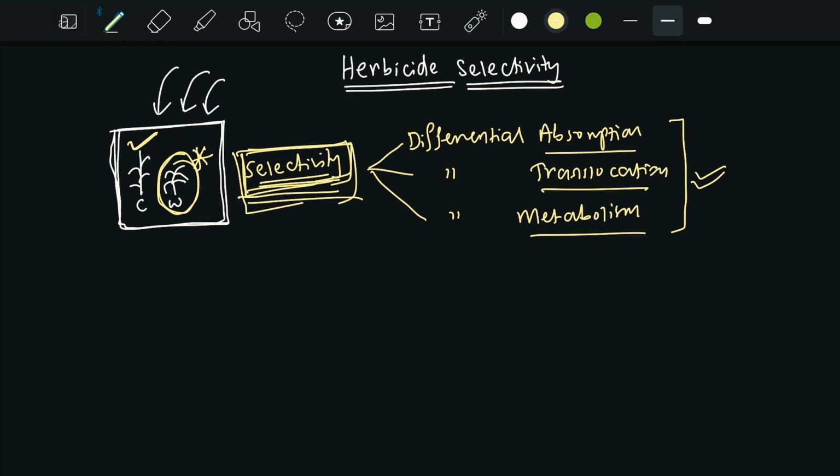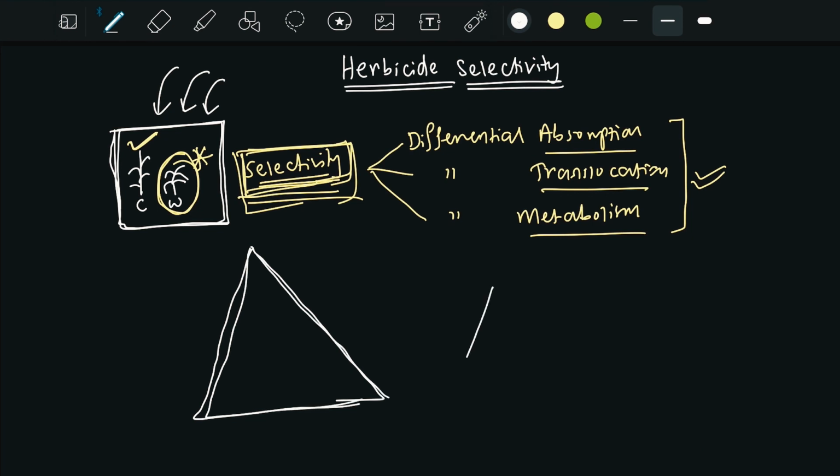So you can understand better by one triangle. Okay, let me draw it for you. Suppose this is the triangle for weed, and this is the triangle for crop. So this is the large triangle and this is the small triangle. So here this is for weed, that is the susceptible one, on which the herbicide is having phytotoxic effect, and this is for crop, which is escaped from the herbicide.